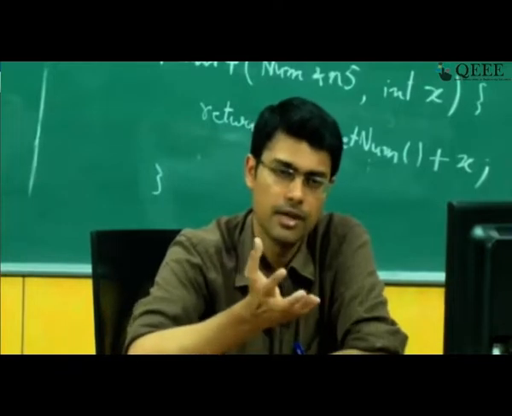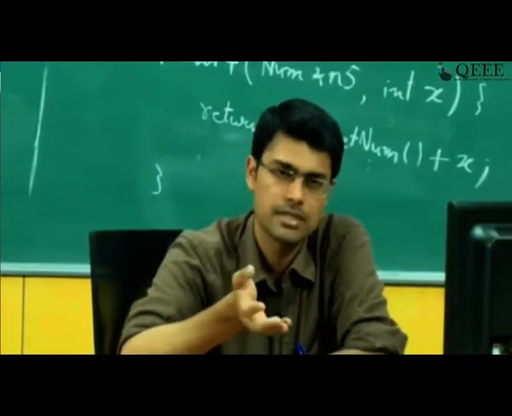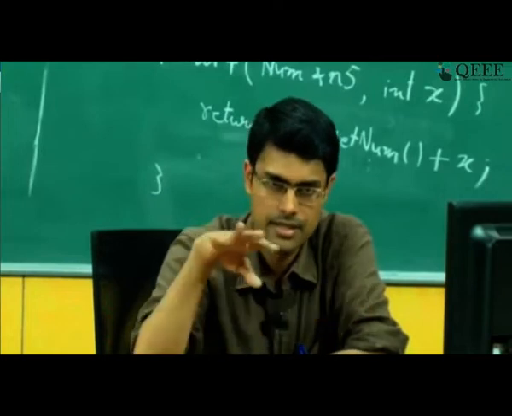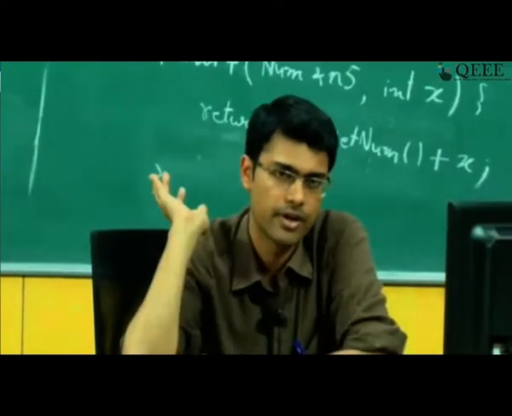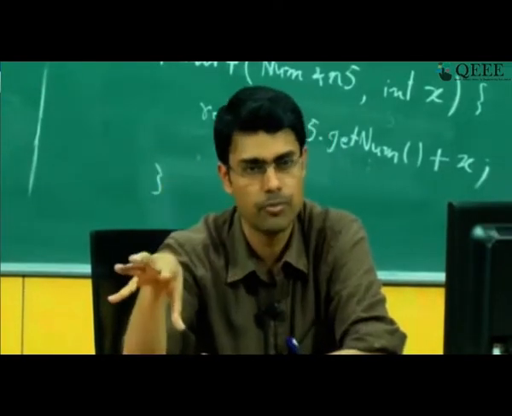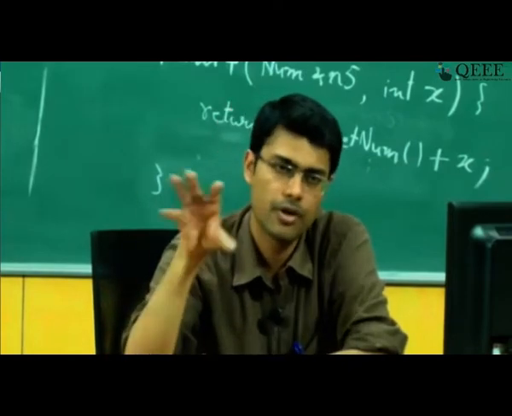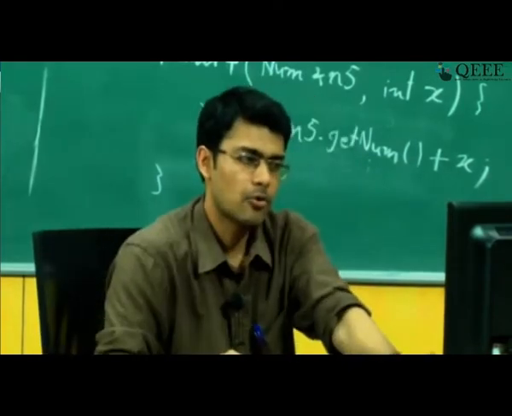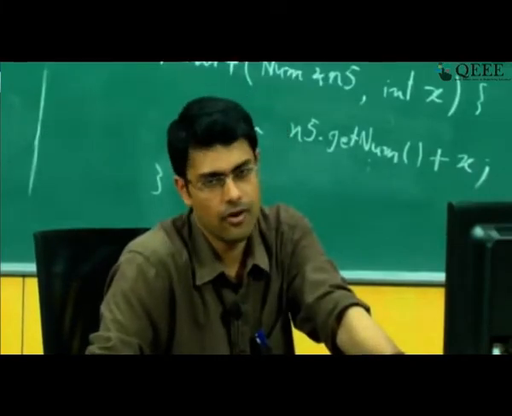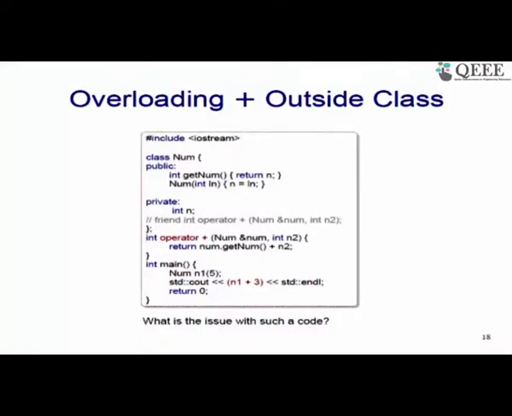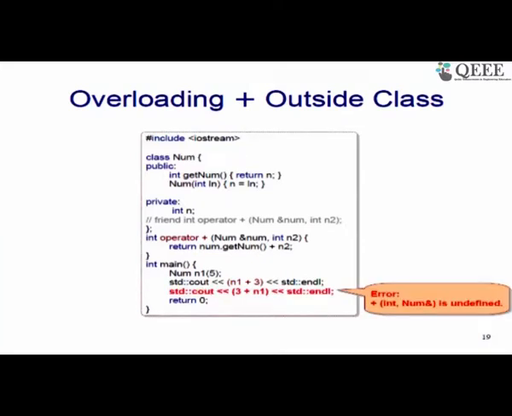The static members and static variables are essentially class properties, whereas the usual functions that we have, getNum, etc., are object properties. So the operator needs to be an object property. I was asking what is the issue with the code that we have on slide number 18, and nobody seems to have replied, but let me go to slide number 19, which has the answer to that.